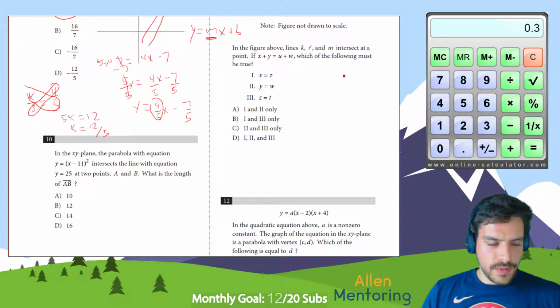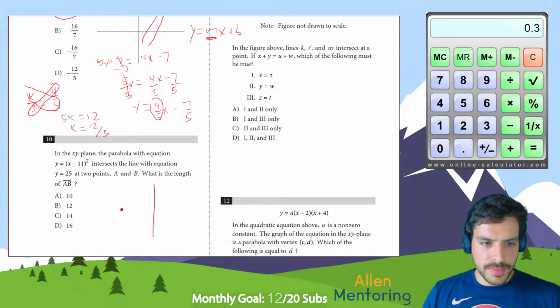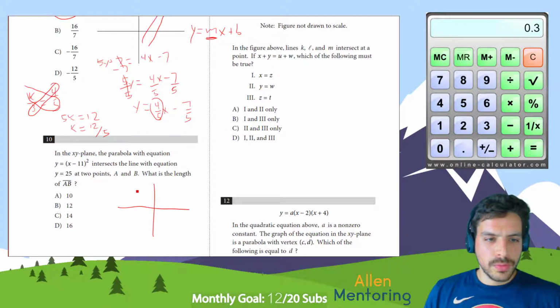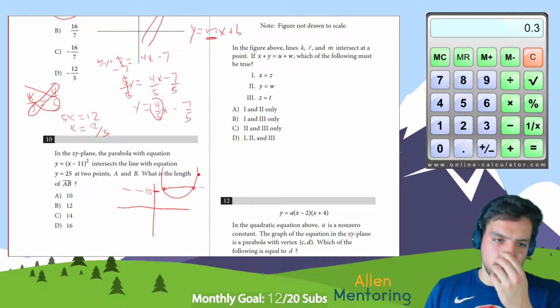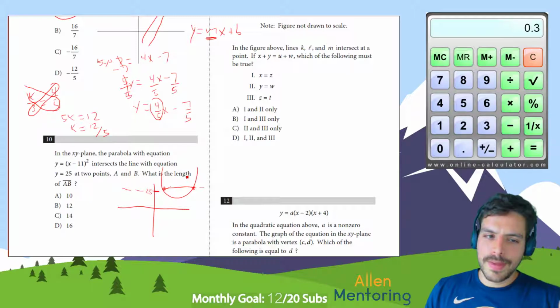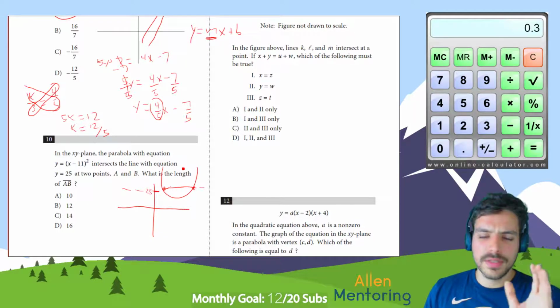So basically, if I was just to kind of draw this randomly, right, here's my xy plane. y equals 25 is a horizontal line at 25. And then we have some sort of parabola that looks like this. And so we see that it has 2 points that intersect. We want to see what is the distance between these 2 points. And so that is a really bad drawing for a pretty good problem. So you'll have to excuse me.